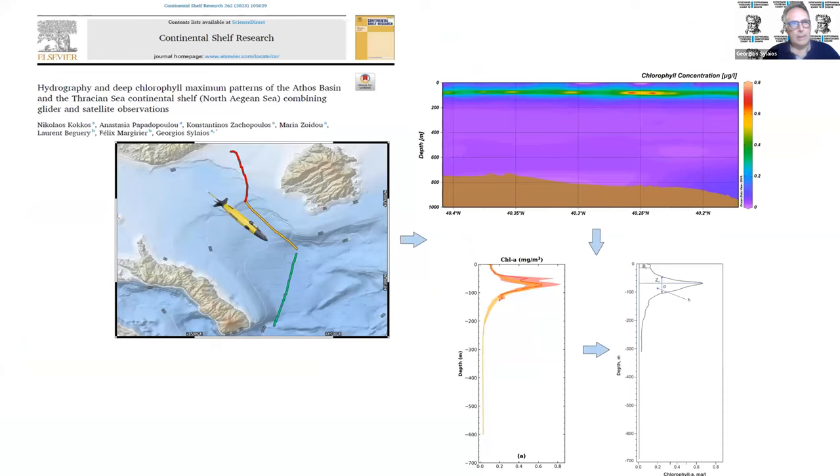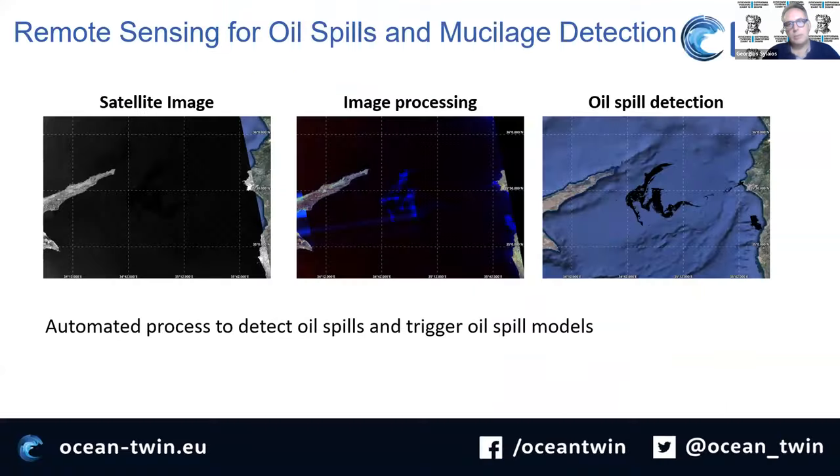And our first results show that there is a very interesting feature over here at about 90 meters, which is referred to as deep chlorophyll maximum and is a pattern really which affects the dynamics of the area. But also we are very interested in the data from the glider in order to integrate the stratification, a high resolution stratification understanding in the oil spill models that I will show you later on.